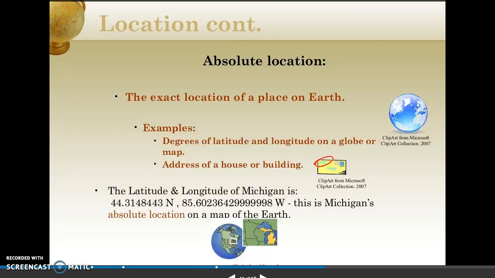Absolute location, which we said was the exact location on Earth, we'll use latitude and longitude most of the time. For example, the degrees of latitude or longitude on a globe or map. Or it can also use what you would use to mail something, the address of a house or a building.